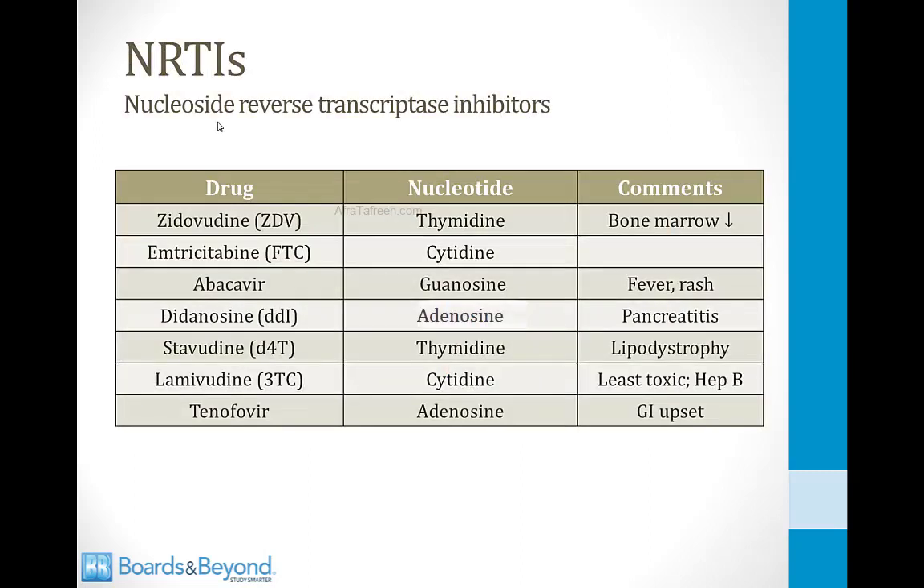I've listed on this screen the names of some of the commonly used nucleoside reverse transcriptase inhibitors. One thing you should know is that many of them go by two names. So for example, didanosine is often called DDI, and that's an abbreviation of its chemical structure. Lamivudine is often called 3-TC. On this slide, I've shown the nucleotide that the drug mimics, and then finally I've listed any special comments in this column on the right.